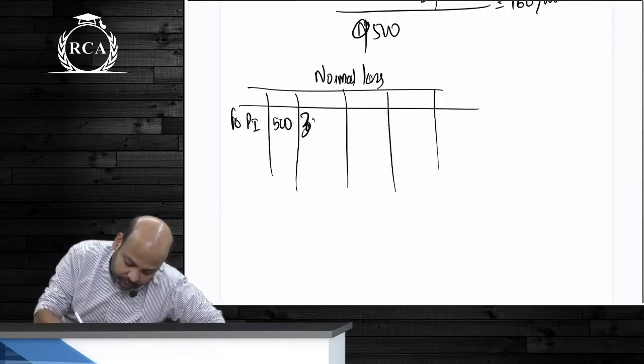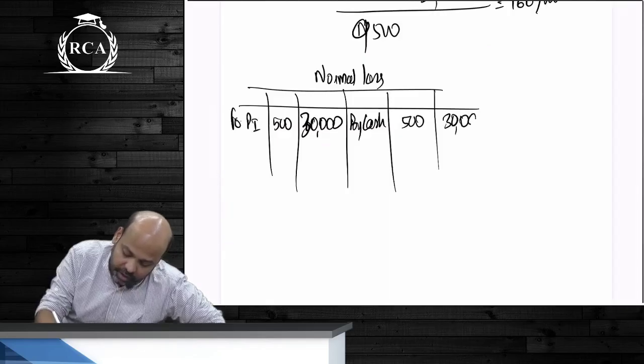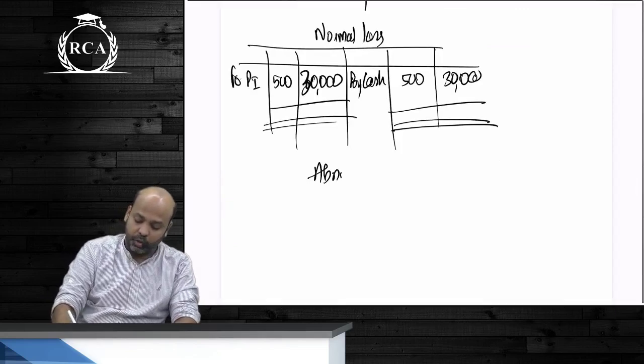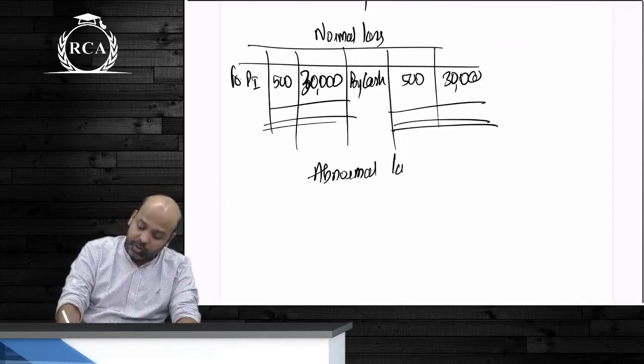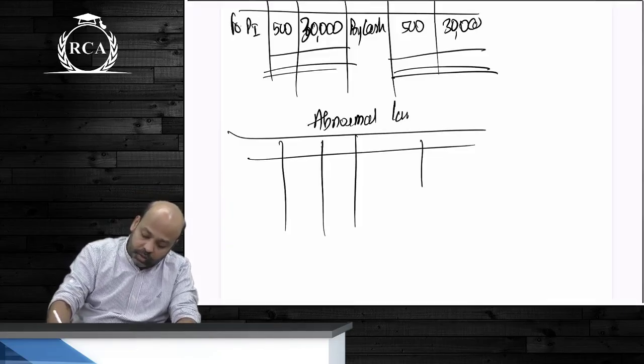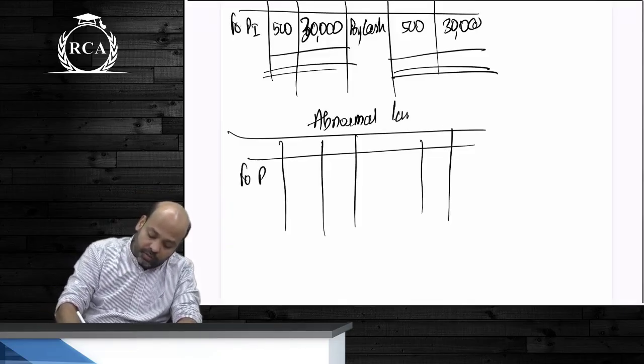500 units valued at 30,000. Are you not going to sell all of this? Buy cash 500 units at 30,000 rupees. Yes or no, kids? When I prepare my abnormal loss account, guys, from process 1, what is the amount of abnormal loss that was carried forward? 200 units valued at 32,000.